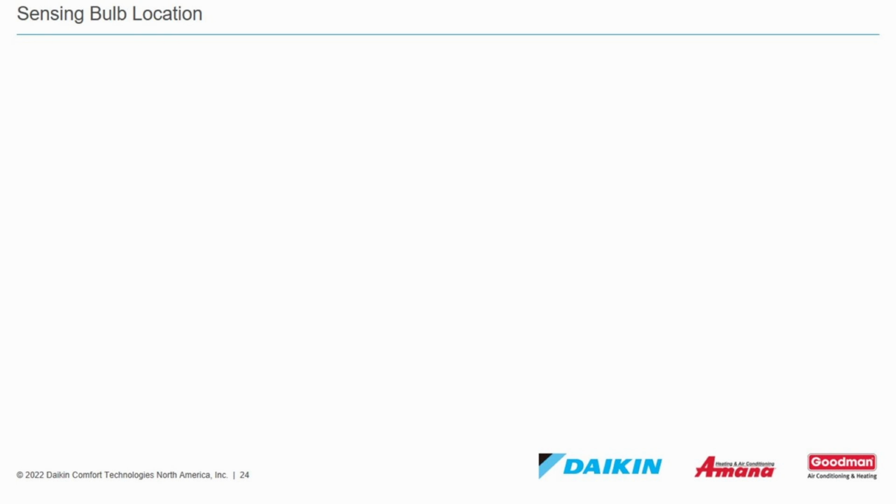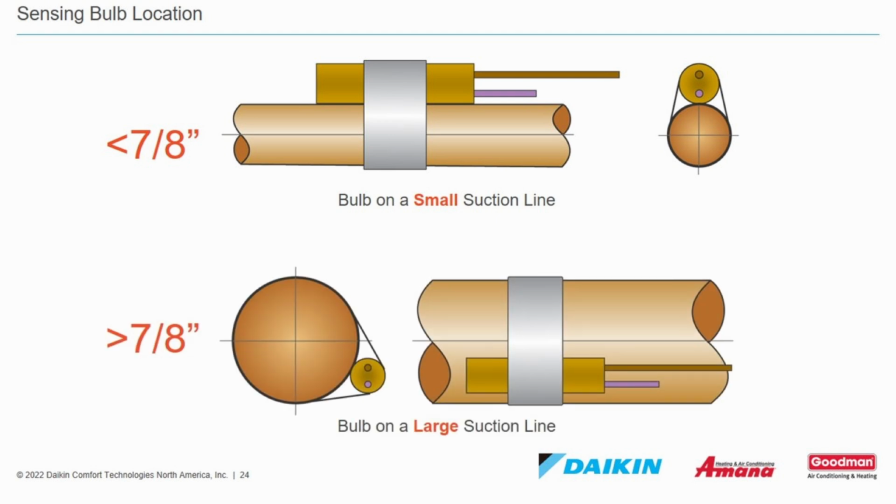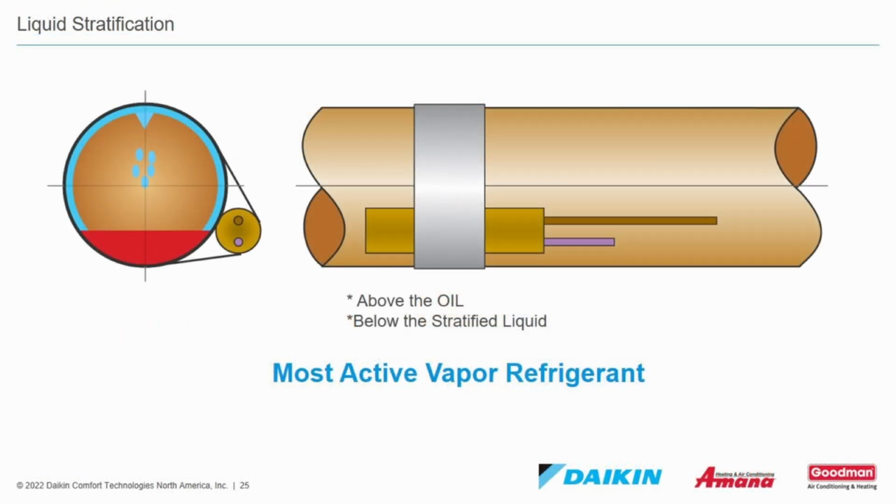In reference to sensing bulb locations, on a suction line smaller than 7/8 inch, the sensing bulb should mount on the top of the line. With line sets larger than 7/8 inch, it would mount on the lower half of the side of the line. For liquid stratification on larger line sets, the sensor should be mounted above the oil, but below the stratified liquid. That's the most active vapor refrigerant.